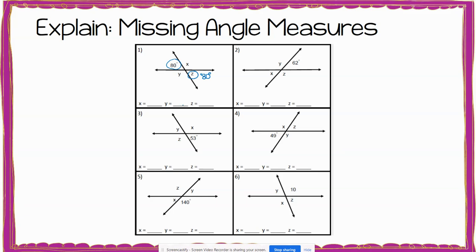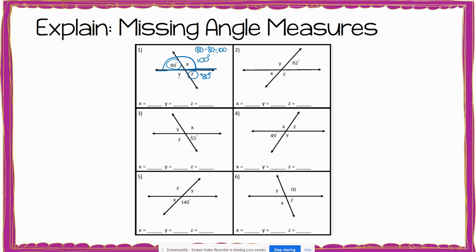But how can I use this to find X and Y? I know that both X and Y are congruent to each other because they are also vertical angles. But I need to use some other information. If I look at 80 and X, I know that together they form this straight line. So that means that together 80 and X are supplementary angles. So to figure out the value of X, I would subtract 180 minus 80, which would give me 100. So the value of X is 100 degrees.